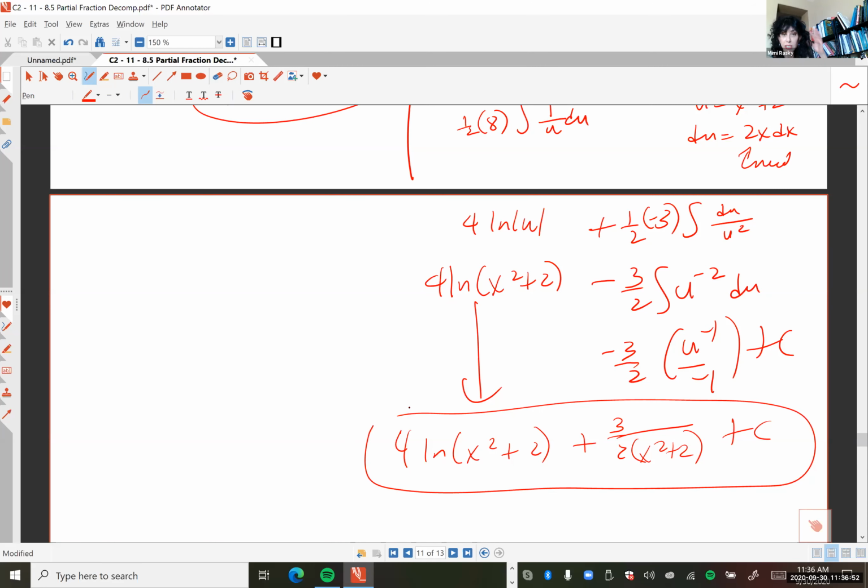So that one was an interesting problem because you had repeated irreducible quadratics, and you got to see the equate coefficients technique in action. It's really helpful, so learn it.